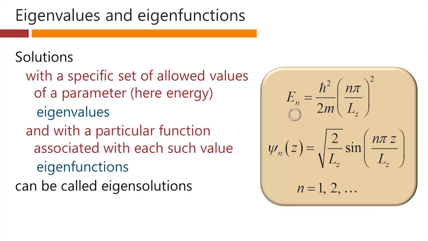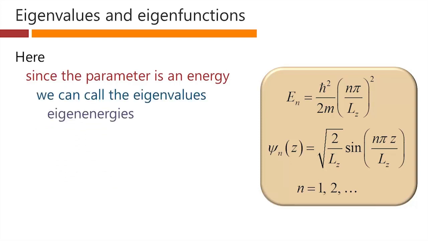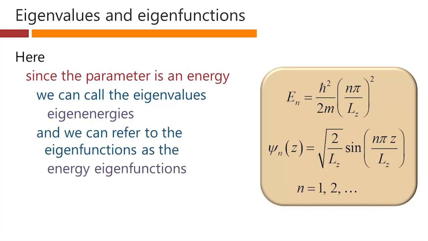So here are the eigenvalues, these energies En, and here are the eigenfunctions. Since the parameter in question in the eigenvalues is an energy, then we might call these specific eigenvalues eigenenergies, and that's quite a common notation in quantum mechanics. And we can refer to the corresponding eigenfunctions then, since this is an energy problem, as energy eigenfunctions.